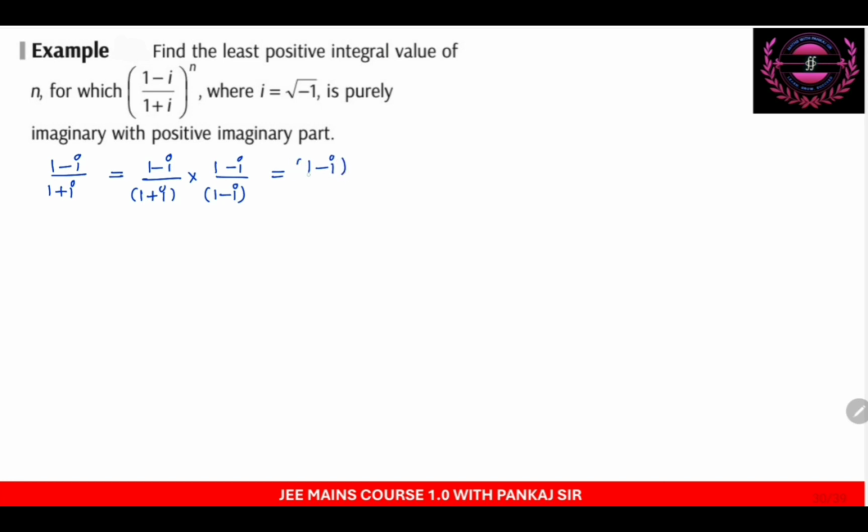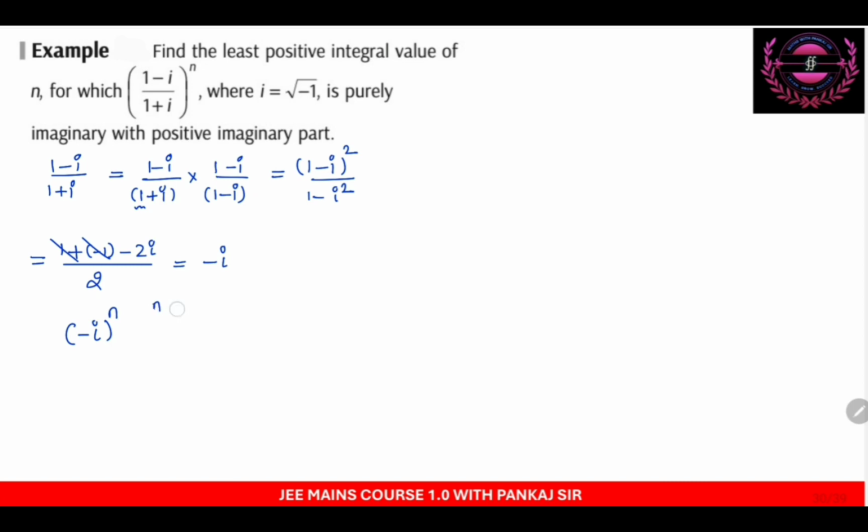So in the numerator I have (1 - i) square, and in the denominator I have a square minus b square, which becomes 1 minus i square. If I expand (1 - i) square in the numerator, I have 1 plus i square, and i square is minus 1, minus 2i, and in the denominator I have 2. So 1 minus 1 cancels out, and I have minus 2i upon 2, which is minus i only. So we have to find the least positive integral value for which this is purely imaginary. So basically I have (-i) raised to n.